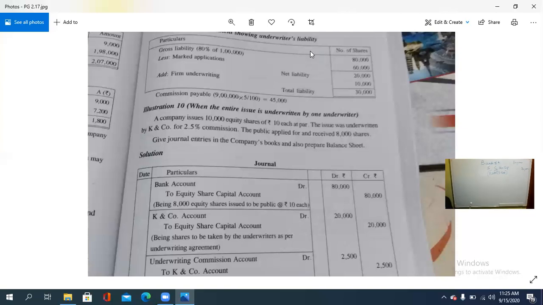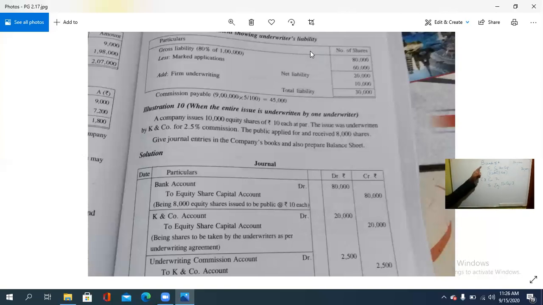So the public doesn't subscribe for 2,000 shares, because out of the 10,000, 8,000 only subscribed. So that 2,000 shares, that is for whom? The underwriter. ഈ അണ്ടർറൈറ്റർക്കുള്ളതാണ് അത്. അപ്പൊ അങ്ങനെ വരുമ്പോൾ അതിനുള്ള എൻട്രി what is that? K and Company debtor to equity share capital account.